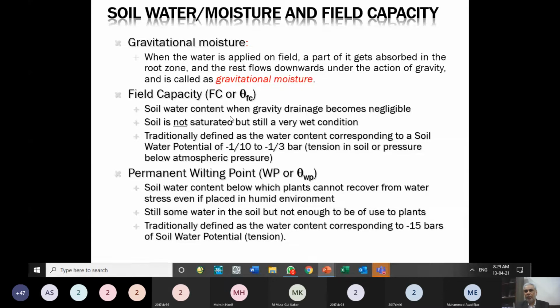and in a simple way, after application of irrigation or after rainfall, the condition of the soil after 2 to 3 days represents the moisture content at field capacity.